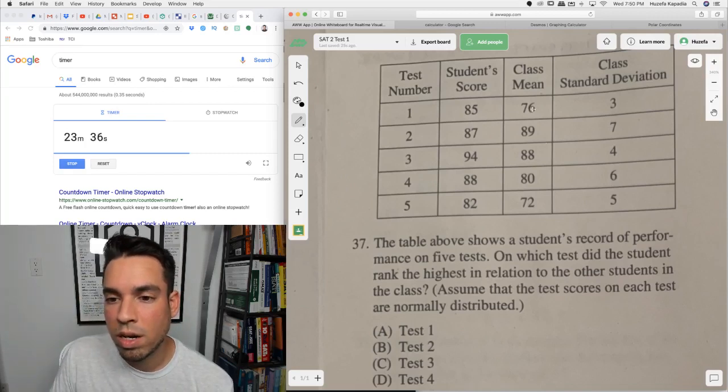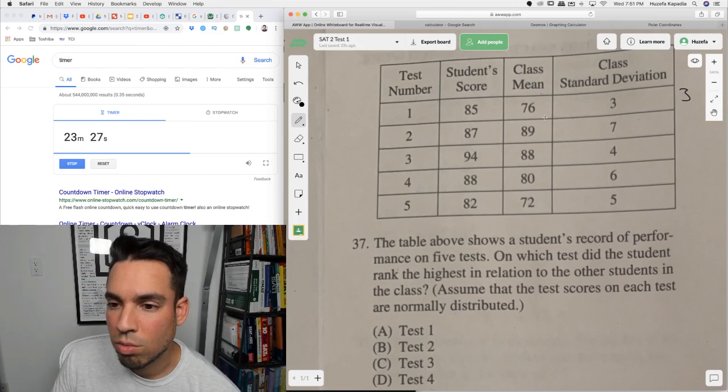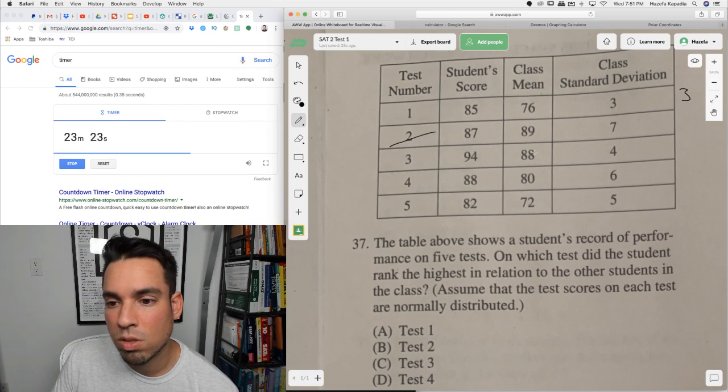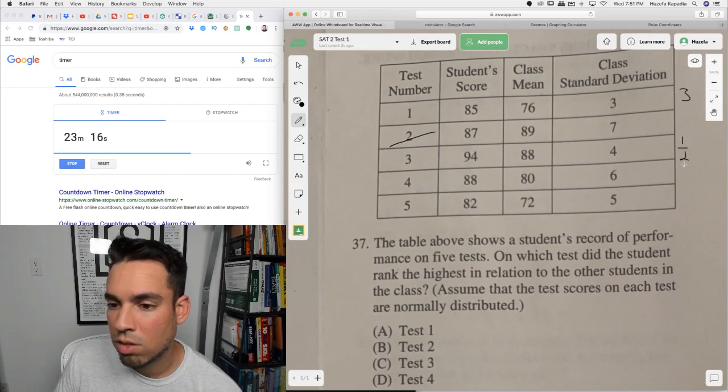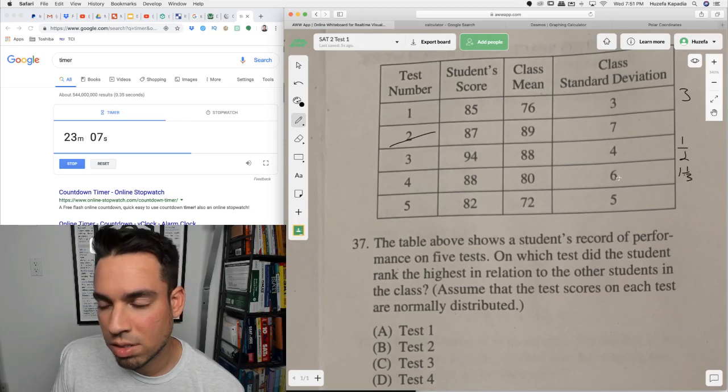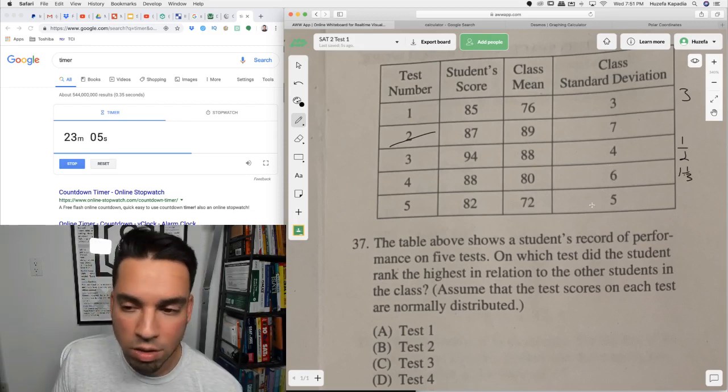Do we have to use the standard deviation? All right, so it's 3. So this person ranked 9 up, so 3 standard deviations above. This one ranked below, so obviously 2 is out. This one ranked 6 above, but that's 1.5 standard deviations above. This one is 8 above, which is basically 1 1/3 standard deviations above.